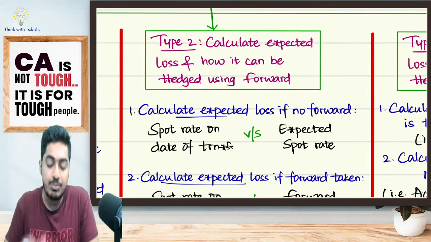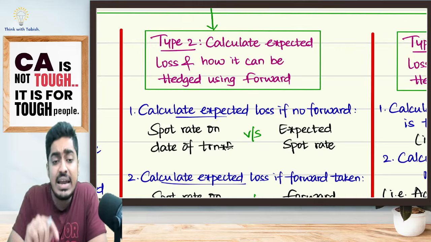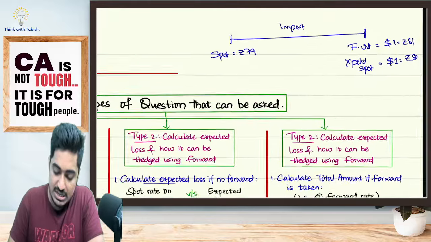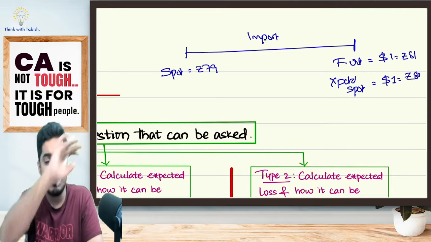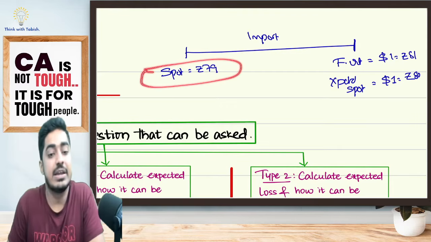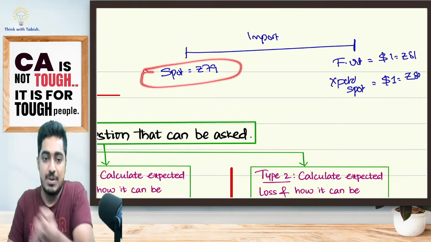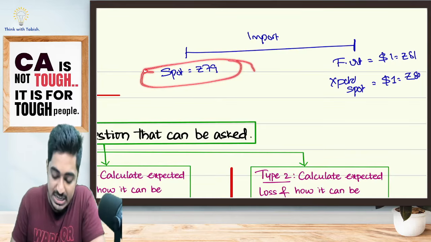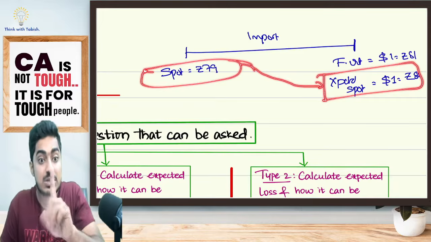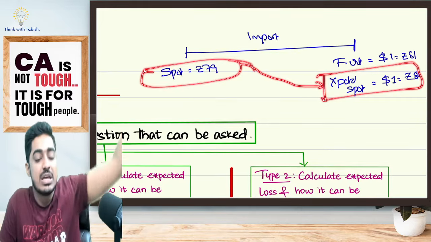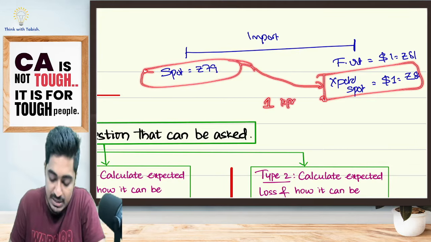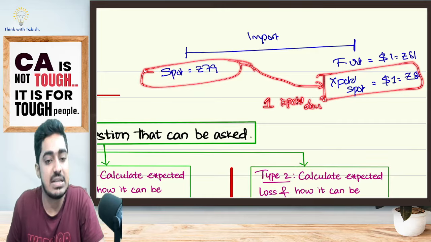Simple. Type 2 question will ask, calculate expected loss and how it can be hedged using forward. Now understand, how do I calculate expected loss? Imagine I imported goods of $1. Simple example. On today's value, how much I have to pay? 79. But I'm not making payment today. I'm making payment after 3 months. After 3 months, what is the expectation? That $1 will become 80 rupees. That means how much loss I'll be having. If today I would have paid 79 only, but after 3 months, my estimation is that 80 I'll have to pay. That means 1 rupee is my expected loss. Is this clear, everyone? Okay.